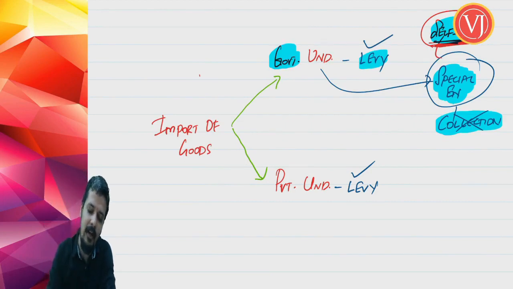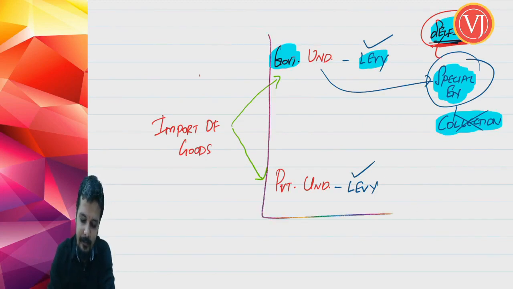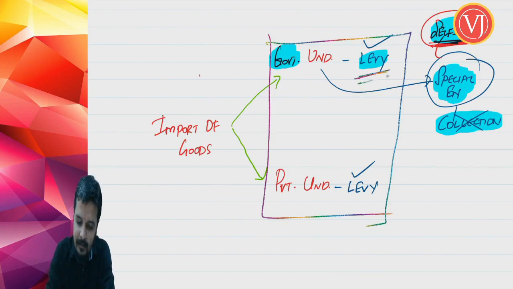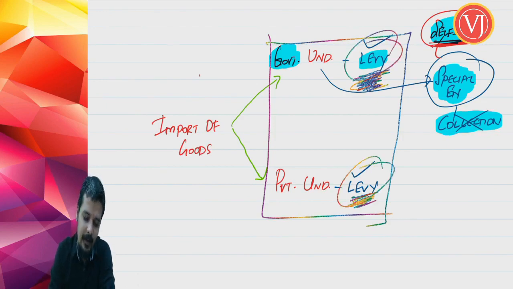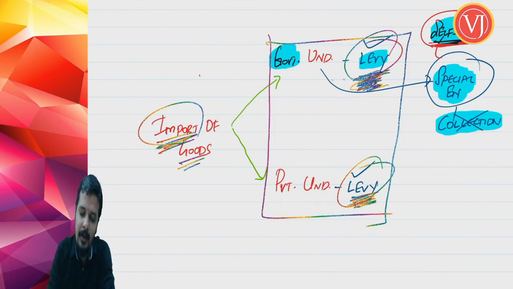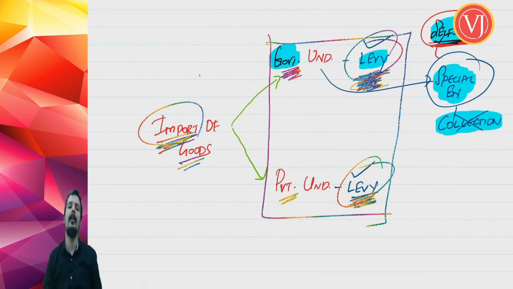Now forget about exemptions. What point they were trying to tell us, even if import is by government undertakings or private undertakings, levy is there. Whether the import is by private undertaking or whether the import is by government, levy is present. Whether the import of goods is by private undertaking or by government, they are very clear. Levy is clearly there. Levy of import duty is very clearly there.